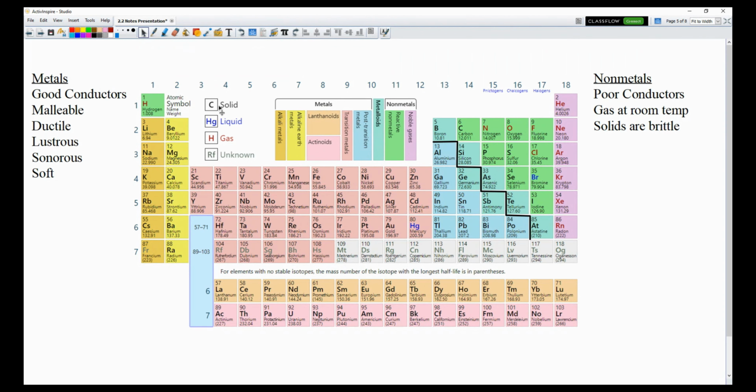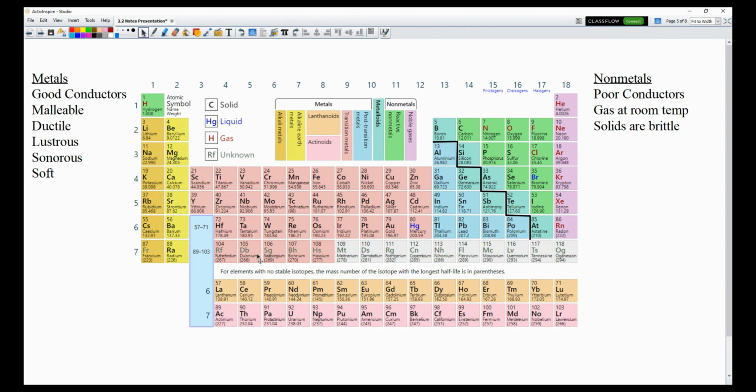So we also can see that it's separated into solids, liquids, and gases at room temperature. All of the symbols that are in black are solids at room temperature. There's only two elements that are liquid at room temperature, and that's mercury and bromine. And then we have some that are gases at room temperature, and those are the ones written in red.